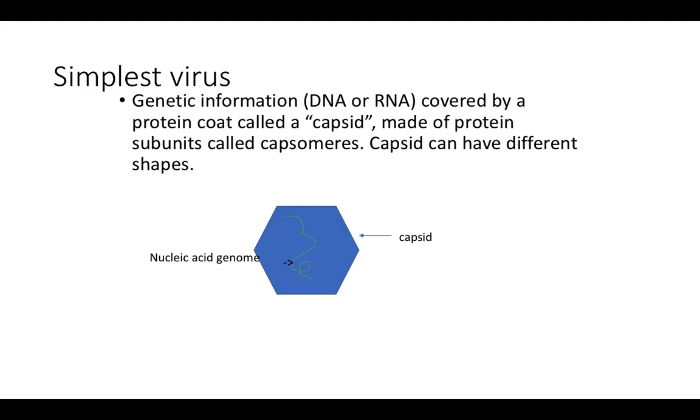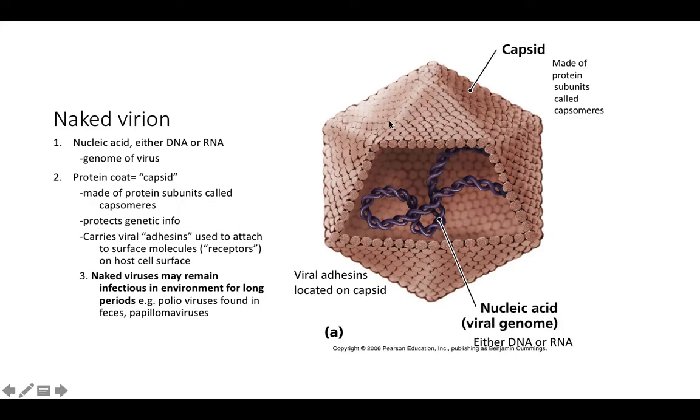So here's a nicer picture of the naked virus, you guys. So here's the capsid made out of these protein subunits called capsomeres. There can be different shapes, like we said. The viral genetic information is inside. Viral adhesins would be on the outside.